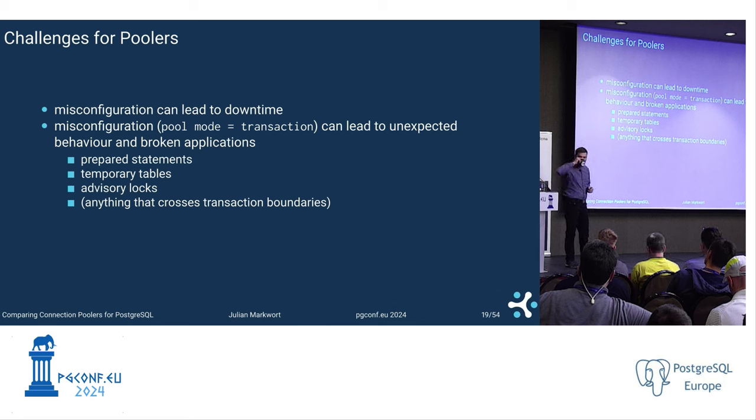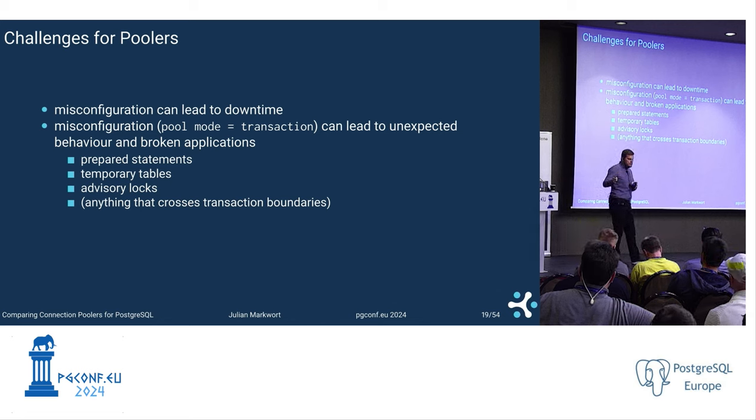And when you're running transaction level pooling, then you would only make this connection from a client connection to a database server connection whenever the client wants to run a transaction. And so when that transaction is committed or rolled back, that connection can be used by a different transaction.